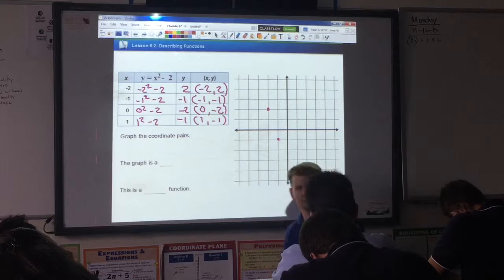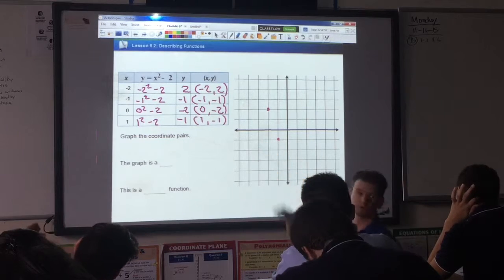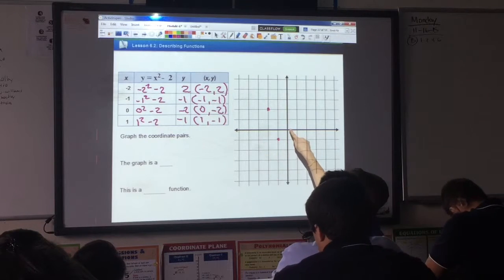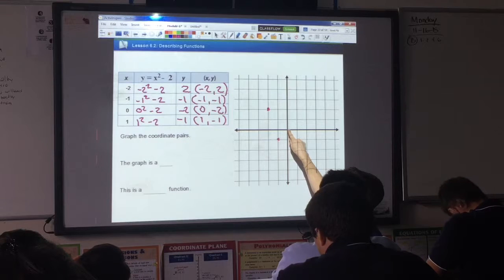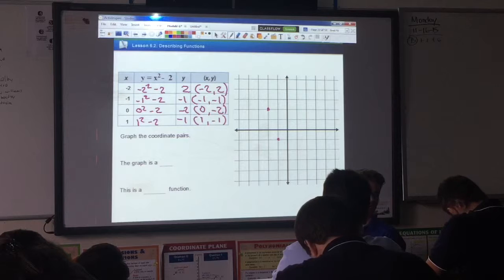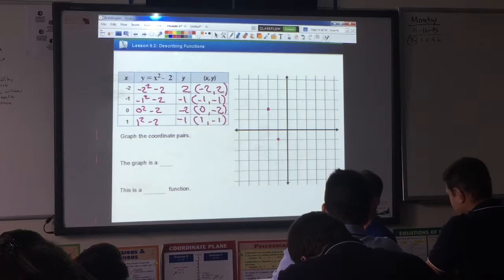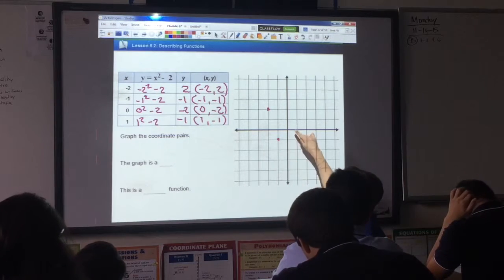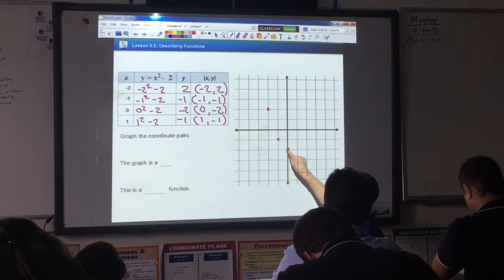And Herrera Sean. Next point. What am I doing? Left, right? Look at the x coordinate. What's the x coordinate? It's 0, right? So we don't go left or right. So we're just going to go down. How many spots? 2. And it's right there.